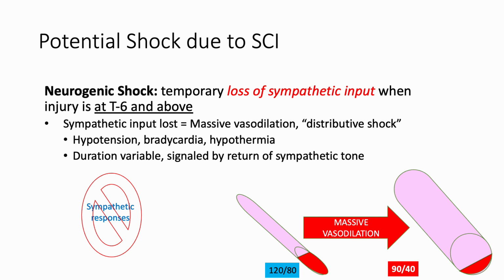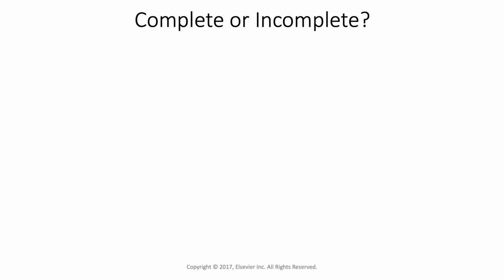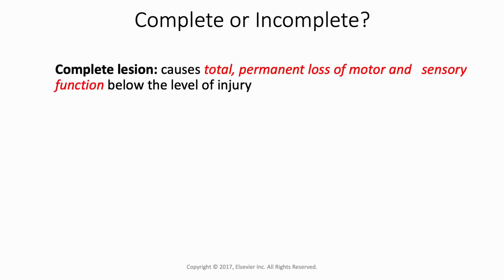So the last thing we'll discuss here is whether injuries are complete or incomplete. And this is again pretty self-explanatory, but it's important to look at the complexity of what an incomplete lesion is. So a complete lesion is total and permanent loss of motor and sensory function below the level of the injury. So if I have a T1 spinal cord injury, I'm going to have total loss of motor function below that level, and I'm also not going to be able to feel anything in my legs, for example. And that's going to be permanent.